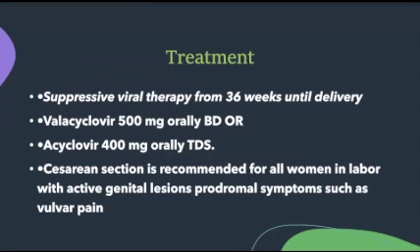For treatment, suppressive viral therapy from 36 weeks until delivery. It can be valacyclovir or acyclovir: valacyclovir 500 milligrams orally, or acyclovir 400 milligrams orally. Cesarean section is recommended for all women in labor with active genital lesions or prodromal symptoms such as vulvar pain.